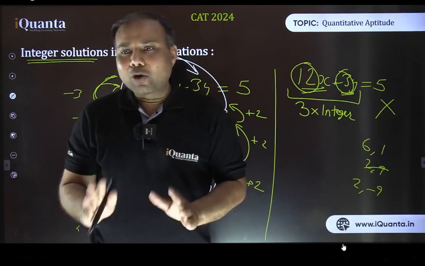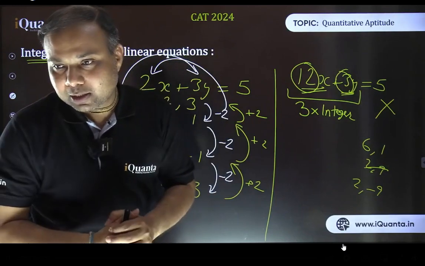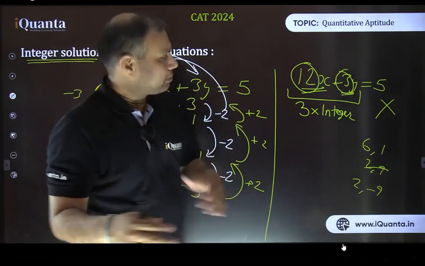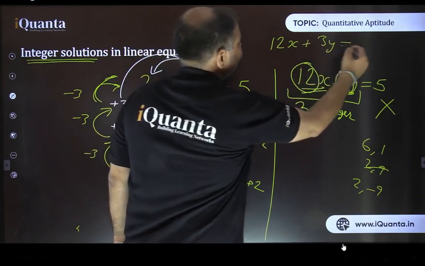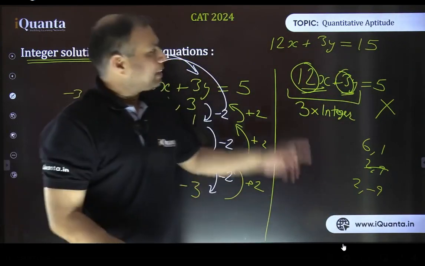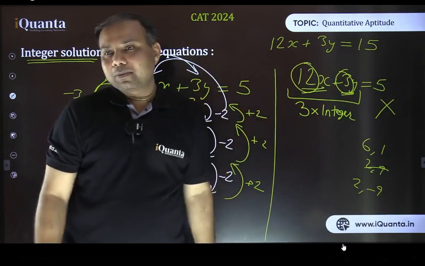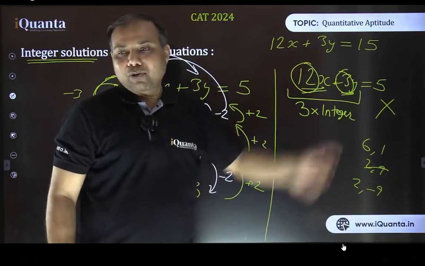Clear? Okay, I'm changing it. Yes, 0 integer solutions. That's true, Aditya. Okay, I'm changing it a little bit. Now tell me the answer. If I make it 12x plus 3y equals 15. Now without solving, first tell me, will integer solutions be possible for this equation? Yes or no?